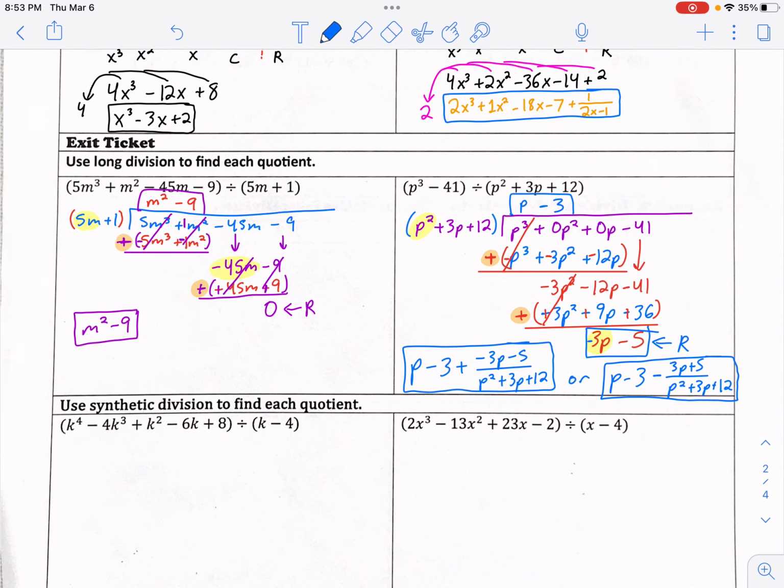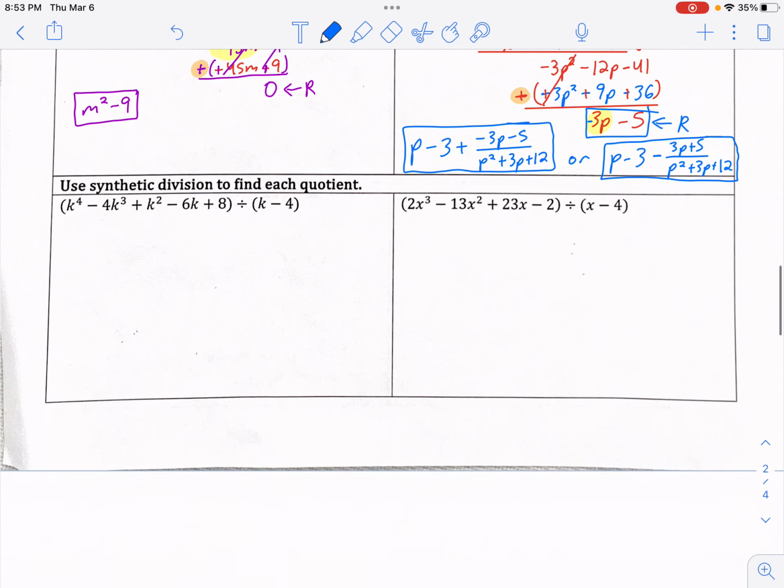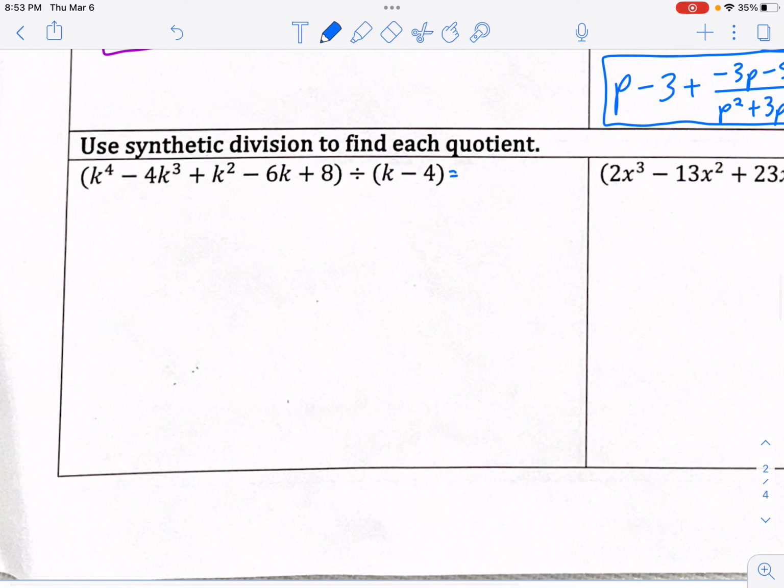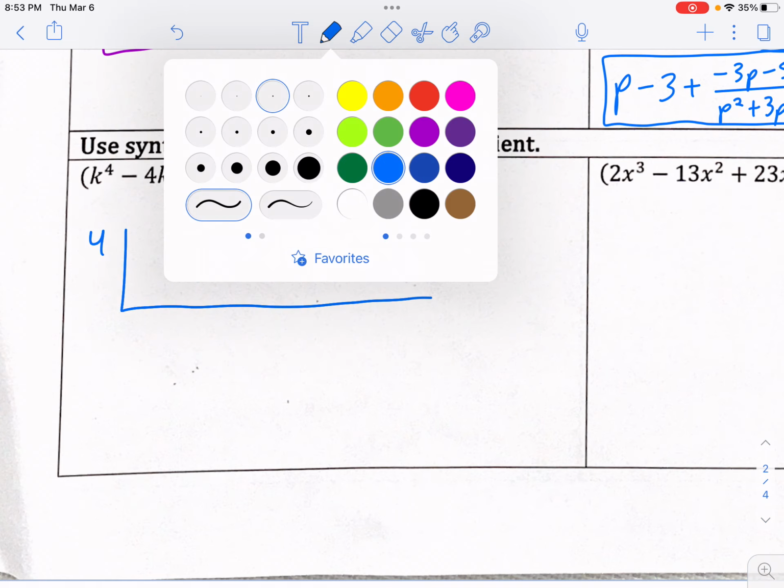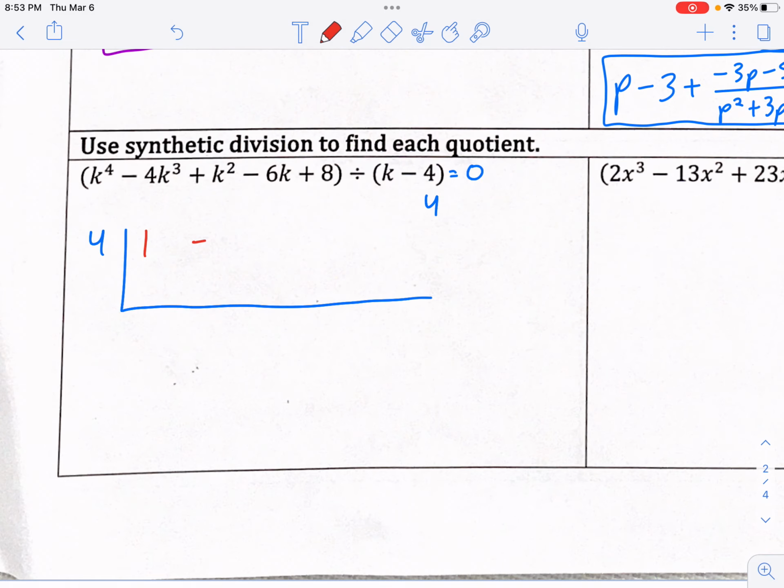All right. Now, let's look at the last two. Again, synthetic division. I'll go through it a little bit quicker. You set this equal to 0, and you should then get a 4 right here. So on this one, we should get a 4 on the outside. I write in those numbers on the inside. 1, negative 4, positive 1, negative 6 eighths.